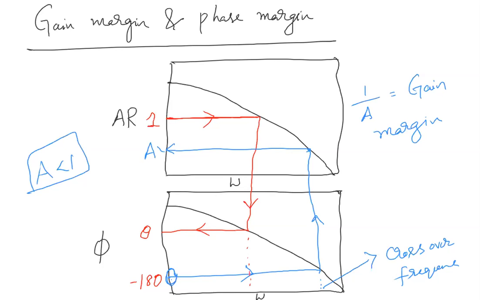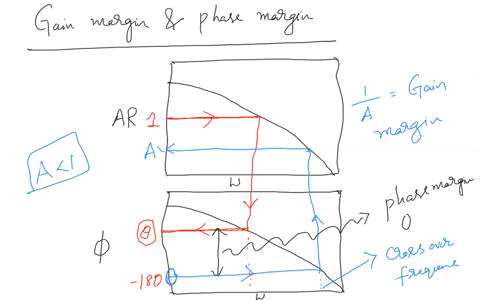So equate the amplitude ratio to 1 and calculate the frequency. At that frequency, calculate the phase angle. This is theta. The difference between these two is what is called the phase margin. The difference between these two, theta minus of minus 180, is called the phase margin.